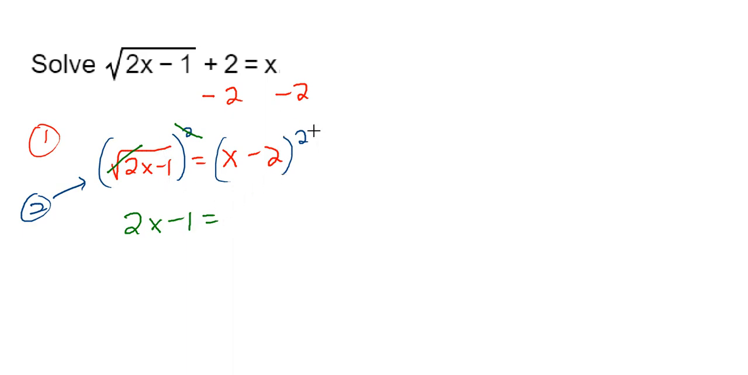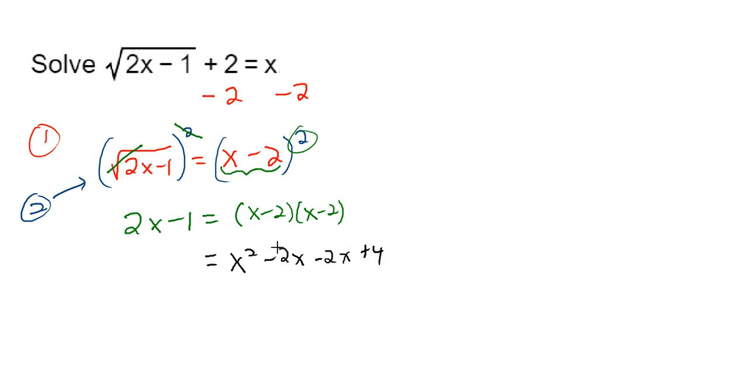From the right-hand side, we'll have to do what we just mentioned a moment ago. Take the base, multiply it to itself twice. So we're going to get x minus 2 times x minus 2, and we'll have to FOIL that out. So that's going to give me x squared minus 2x minus 2x plus 4 when I do first, outer, inner, last. Right. And then we will combine like terms here, and we'll get x squared minus 4x plus 4.